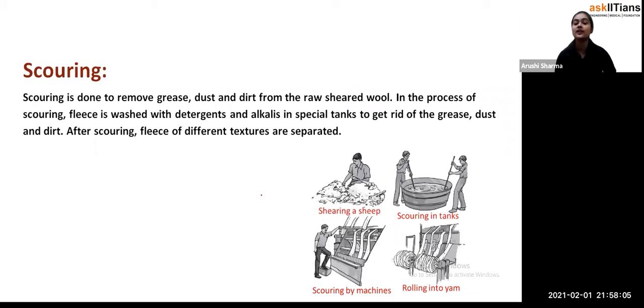Exactly students. So now scouring is here, that you can see scouring is done to remove the grease, dust and dirt from the raw sheep wool. And you can see that the fleece is washed with soaps, detergents or any other materials also, so that we can get very good material from them. And even if they have any type of dirt, it can be removed easily. And after scouring, what we do is the sorting process. We just sort them. You can see here shearing is done, then scouring in tanks, and then you can see scouring by machines as well, and rolling into yarn.